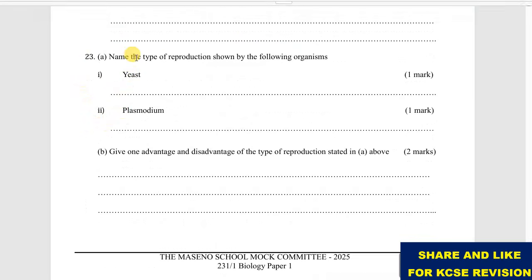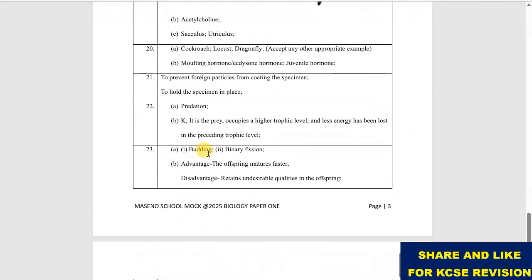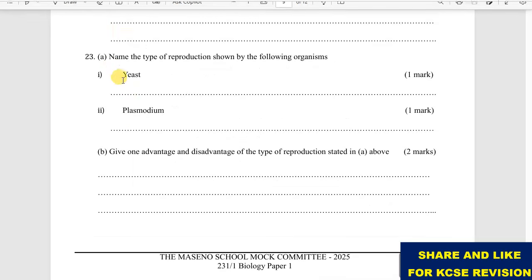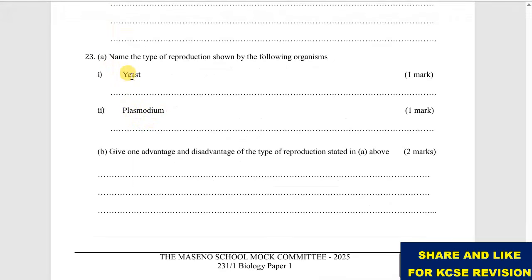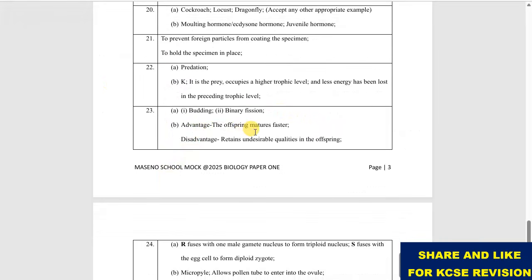Number 23. Name the type of reproduction shown by the following organisms: yeast, Plasmodium. Yeast is by budding. Roman 2, Plasmodium, is binary fission. Give one advantage and one disadvantage of the type of reproduction stated in A above. Advantage, the offspring matures faster. Disadvantage, retains undesirable qualities in the offspring.